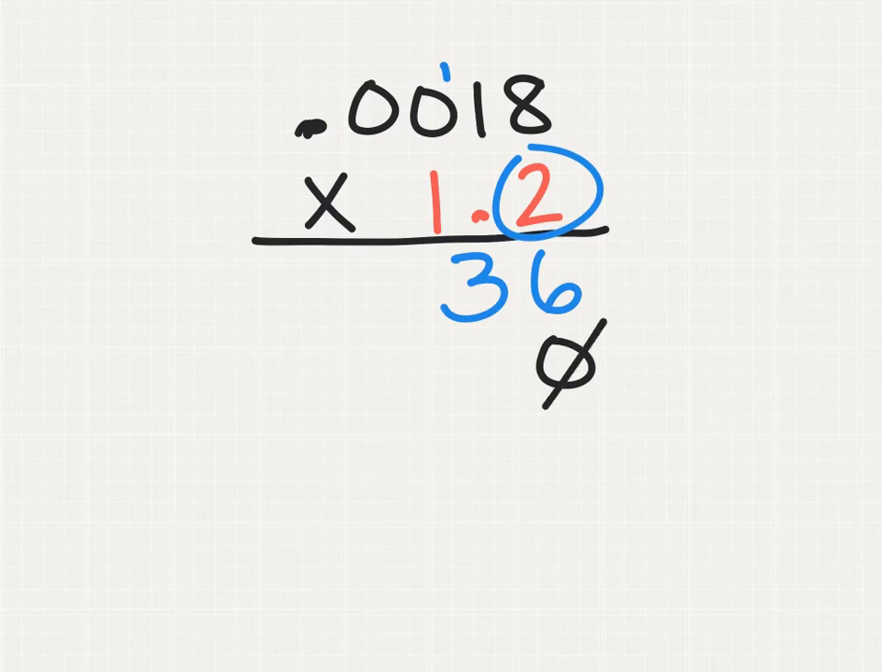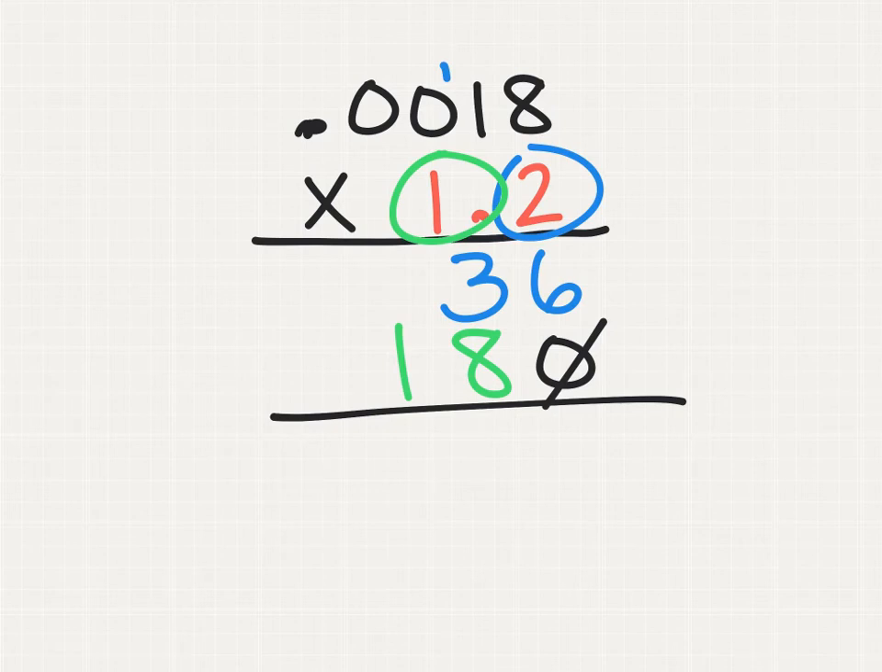And now multiply by the 1. 1 times 8 is 8. 1 times 1 is 1. And now I add. I'm not multiplying the 1 times the zeros. So I come down here to add, and I find my answer is 6. 3 and 8 is 11. 1 and 1 is 2. 216.